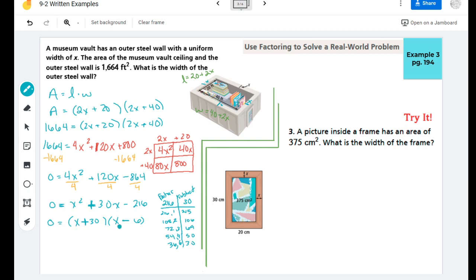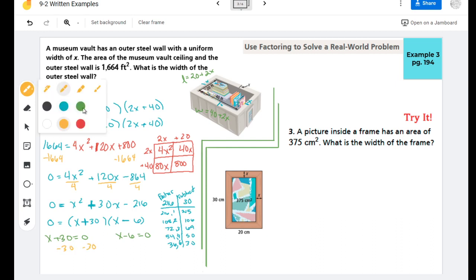So now that we have factored it, let's go ahead and use that zero product property. We're going to set each of these factors equal to 0 to get some possible solutions. So I have x plus 30 equals 0 and x minus 6 equals 0. So here on the left I would subtract 30 to get x alone, and I get that x equals negative 30. And on the right hand side I would add 6 to get the x alone. And that gives me x equals 6.